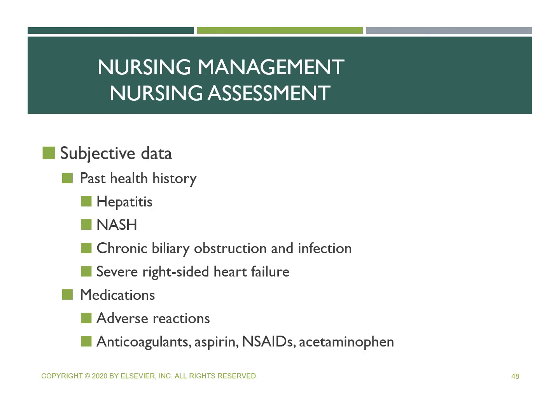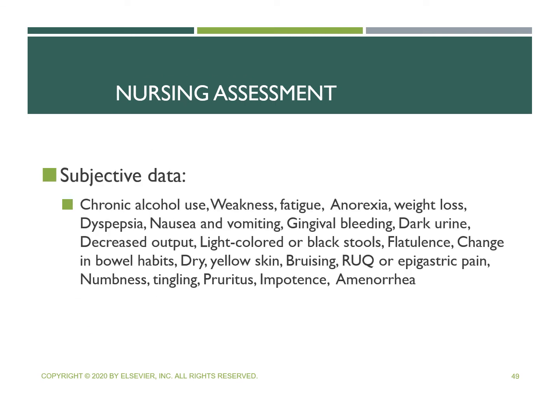So there are two charts, table 43-13, which looks at interprofessional care of the patient with cirrhosis, and the nursing assessment, which is table 43-15. Some of the things you'd want to look at is the past health history and medications that the patient could be on that could make a difference. Here's a list of some of the subjective data that you might want to be on the lookout for. You'd want to do a good assessment of the patient's alcohol use.